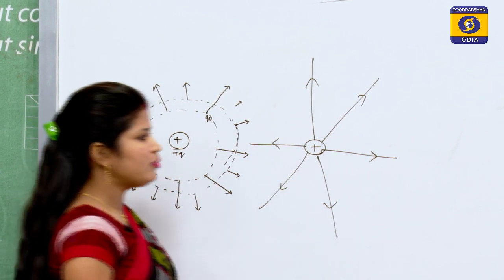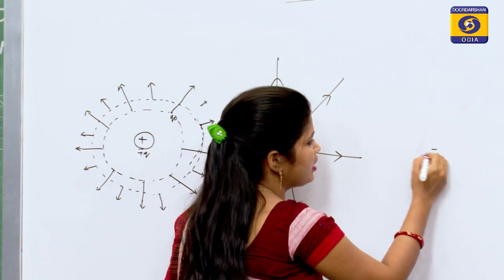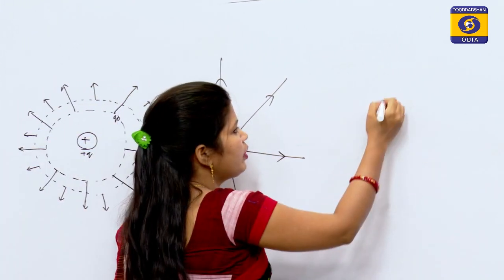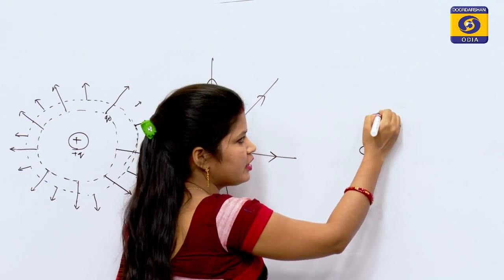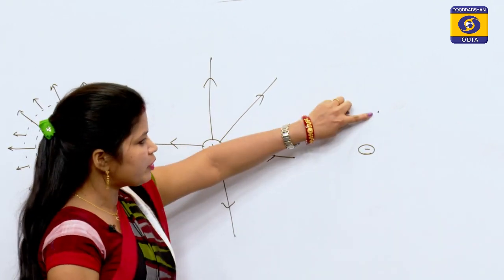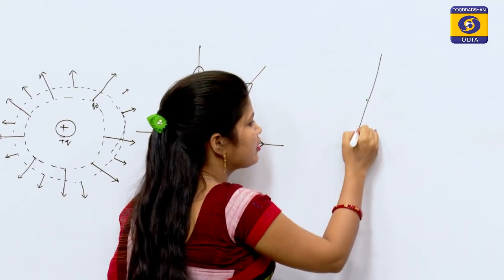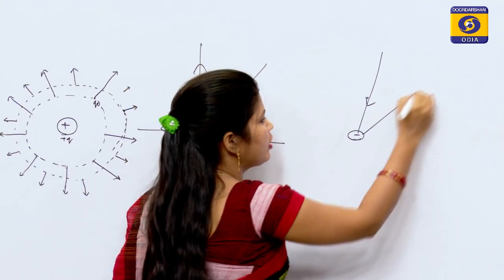Okay. Similarly, for a negative point source charge, when we place the test charge here, it experiences a force of attraction. So, the electric field lines will be inward.